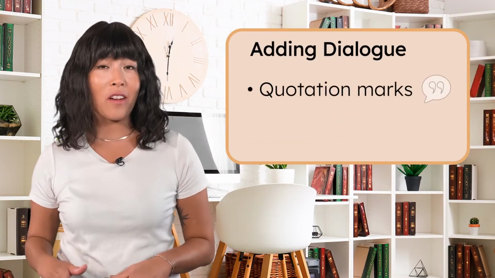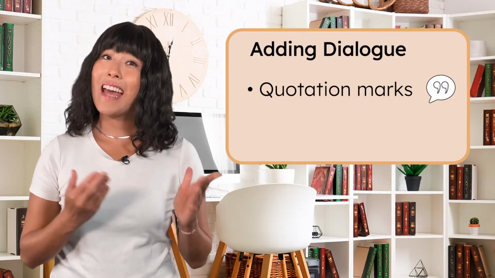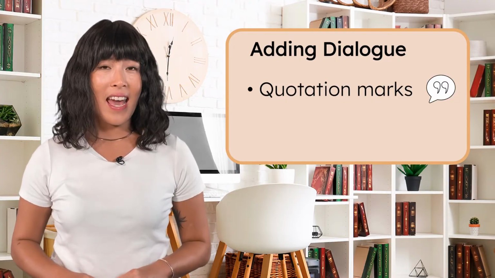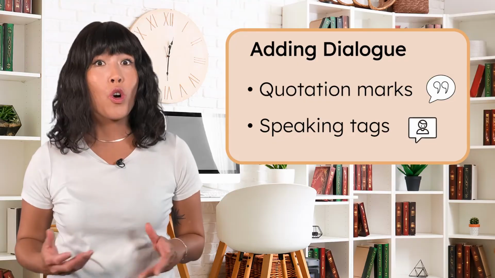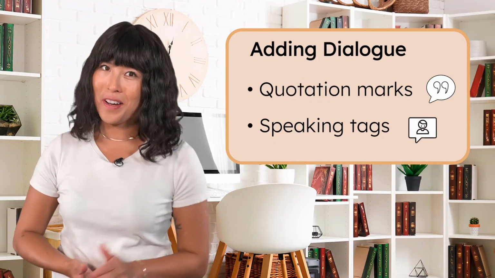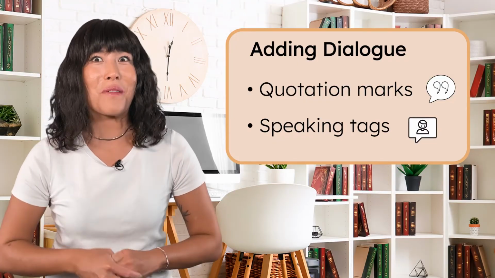So, there are two big things we need to remember when adding dialogue. Quotation marks to show the beginning and end of the words being spoken, and speaking tags to tell who is speaking and how. Let's add some dialogue to my story.